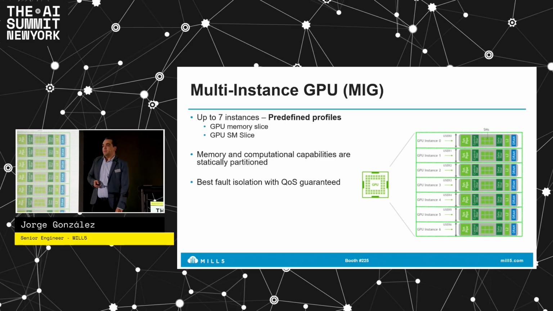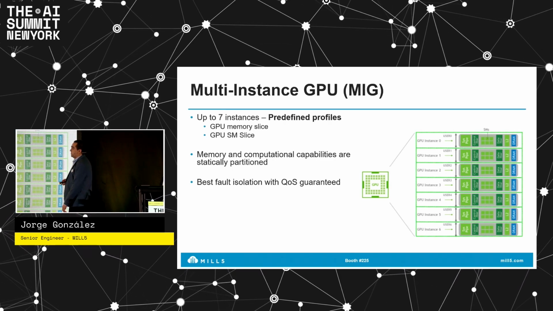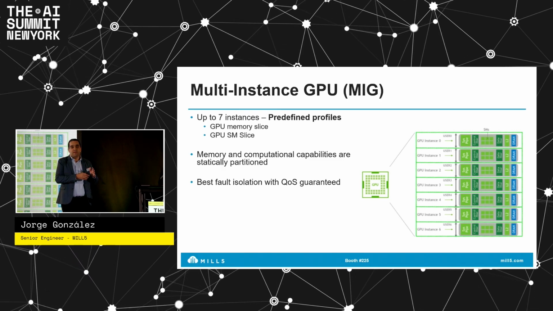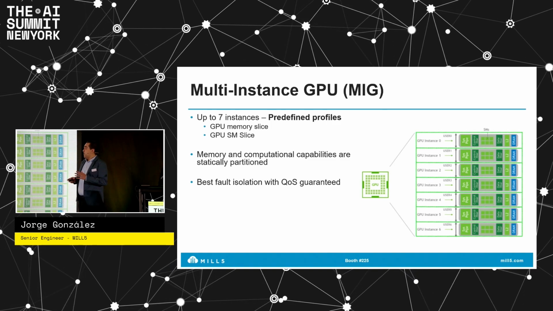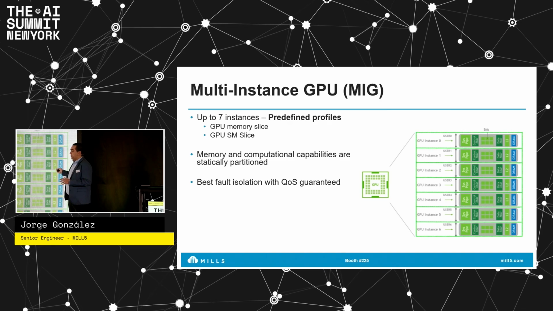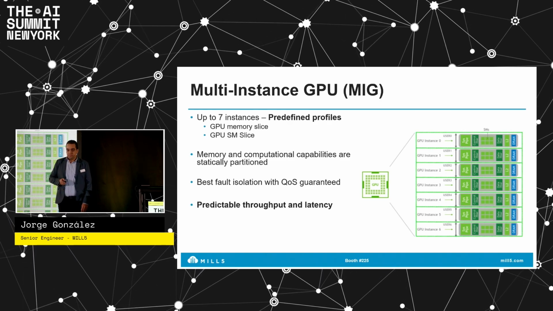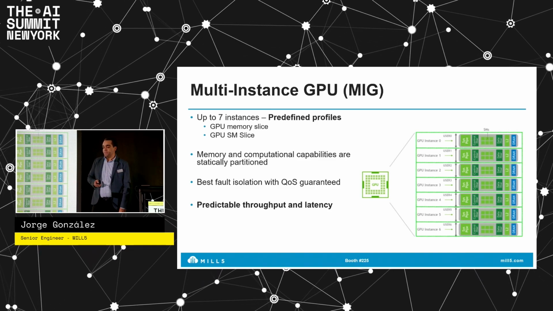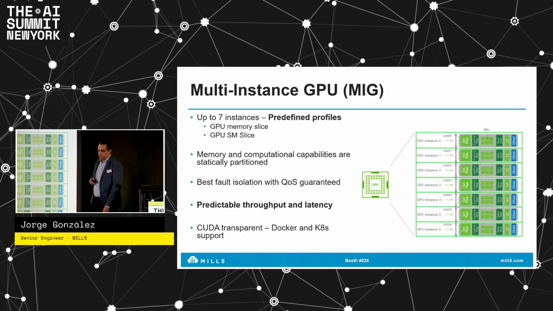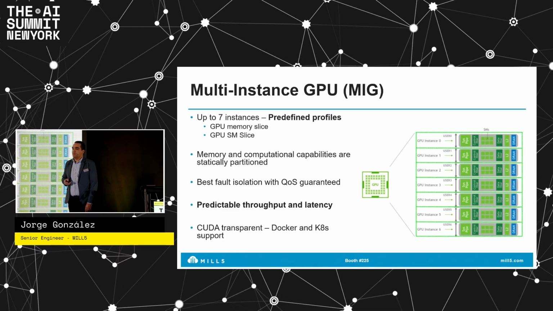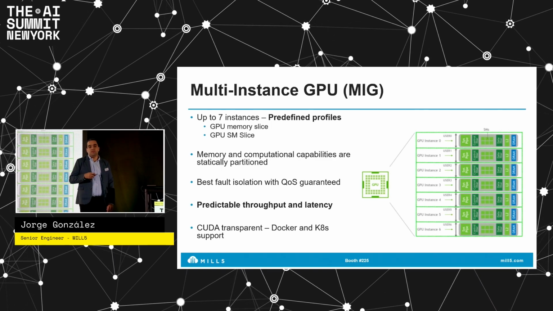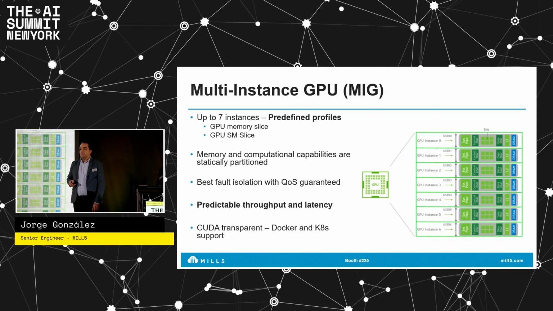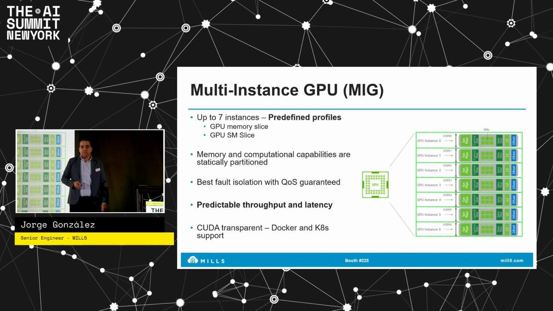What is the benefit of that? We will have the best quality of service, and you will have fault isolation. A model or a workload that you have in one GPU instance will not affect any other workloads running in the other instances. That means that you have predictable performance and latency. The cool thing about MIG is that it's transparent for your current applications. So you have CUDA applications, Docker containers, Kubernetes solutions. That will be transparent for you. You don't need to implement any code changes. That will be available for you right away.